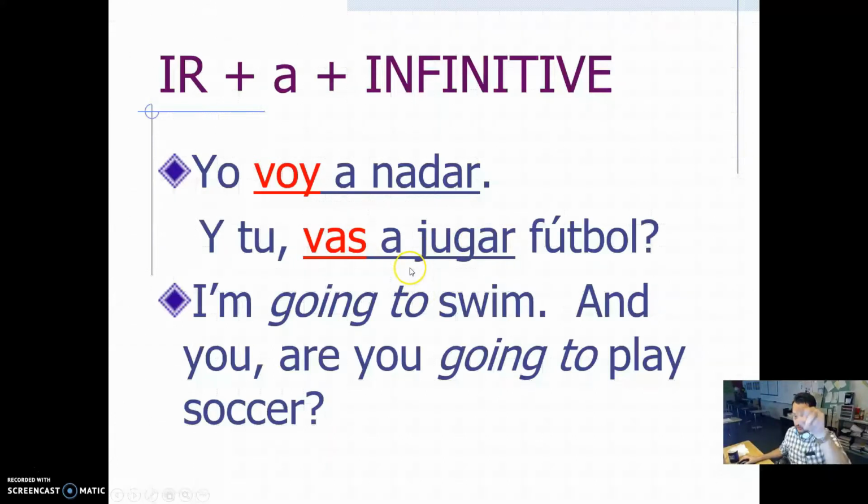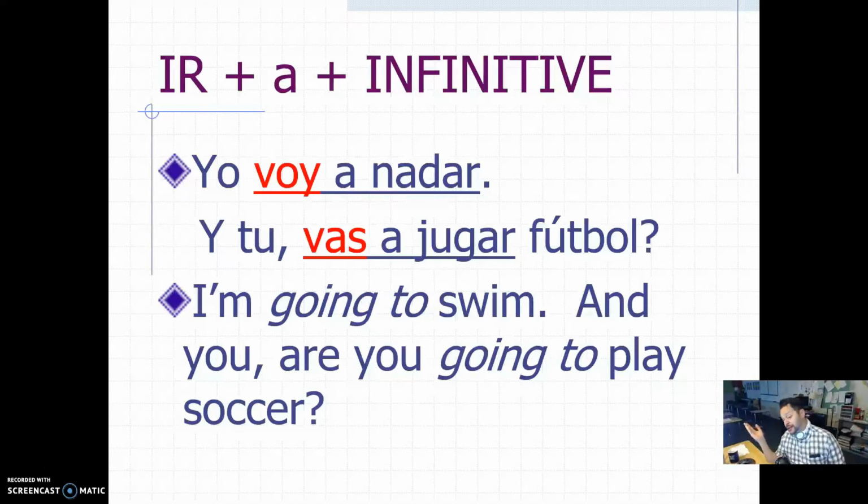So, are you going to play? ¿Vas a jugar? All right. So, in Spanish, when you want to indicate that you're about to do something, this is a very good recipe for you to tell the other person you're talking to, I'm gonna do this, all right? So, ir plus a plus infinitive, and that is more or less a quick look at the verb ir.